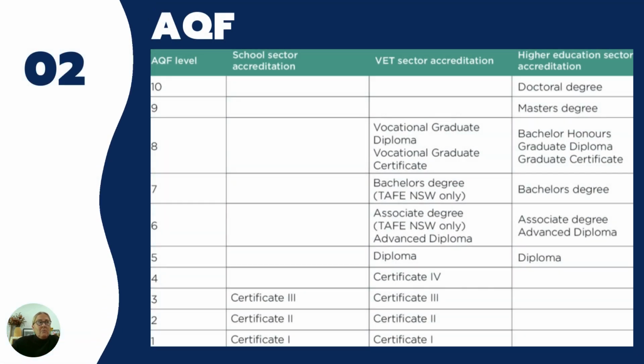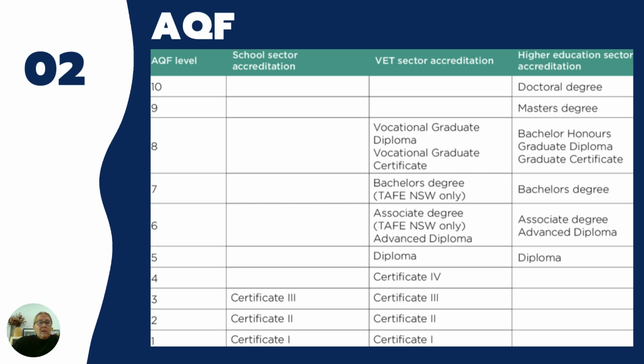So if we look at this table, I really like this as a really good visual representation of how it all works. So the far left-hand column, the AQF level, you'll notice it's from 1 to 10. Then it's got three different sectors. So it's got the school sector, the VET sector, and the higher education sector. And within that column, it will show you what qualifications can be delivered within that sector.